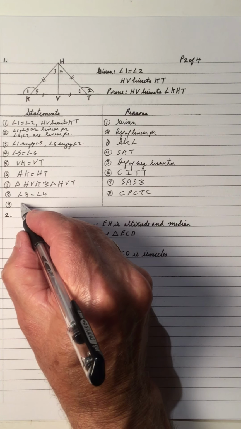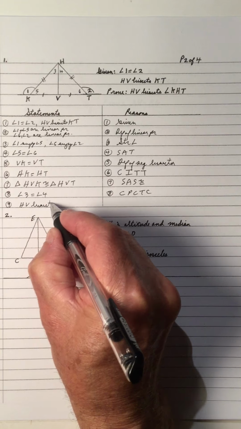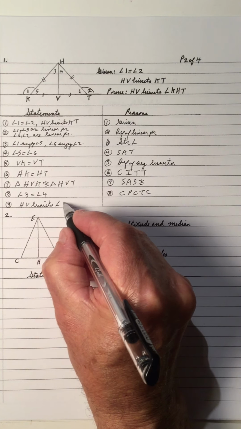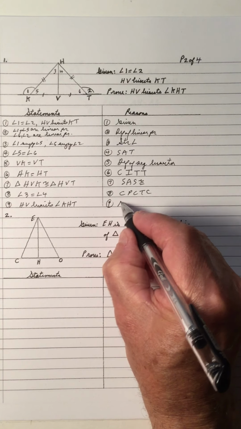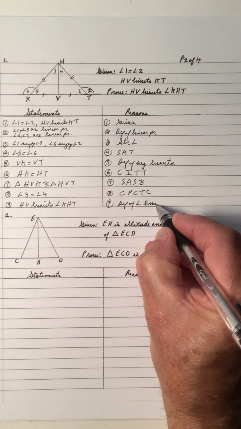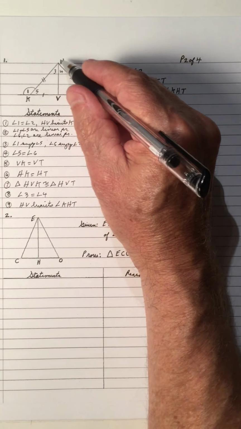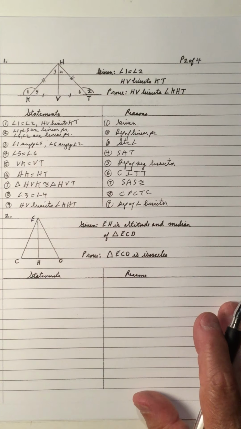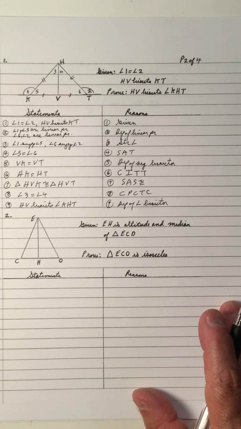And number 9 is that HV bisects angle KHT, definition of an angle bisector. 3 is equal to 4, so that means that HV is bisecting the angle. And how did you make out? Hopefully great. And let's do number 2.